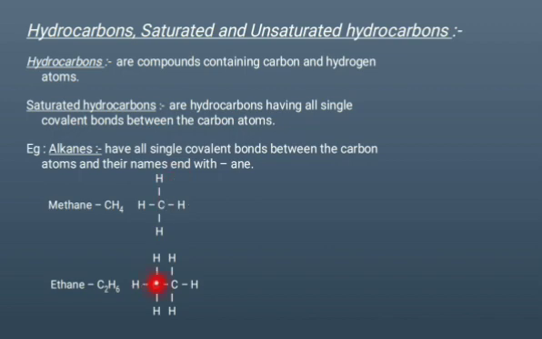Ethane. In ethane, carbon forms covalent bonds with 6 different hydrogen atoms. 2 carbon atoms form 6 covalent bonds with 6 different hydrogen atoms, and there is one covalent bond between the 2 carbon atoms.